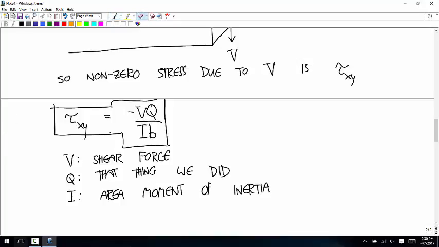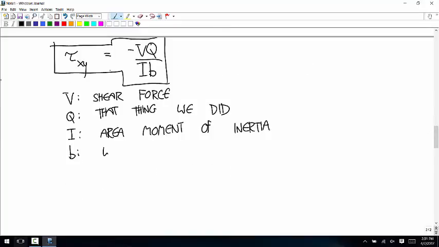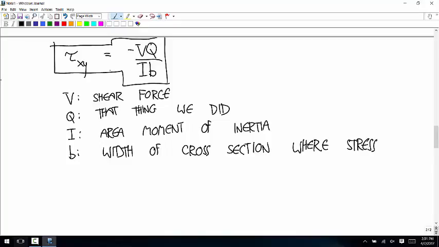And B is the width of the cross section where the stress is being calculated. So if you're trying to calculate the stress at the top, it's the thickness at the top. With a circle, since we can only calculate it in the middle, it's the entire diameter of the circle.